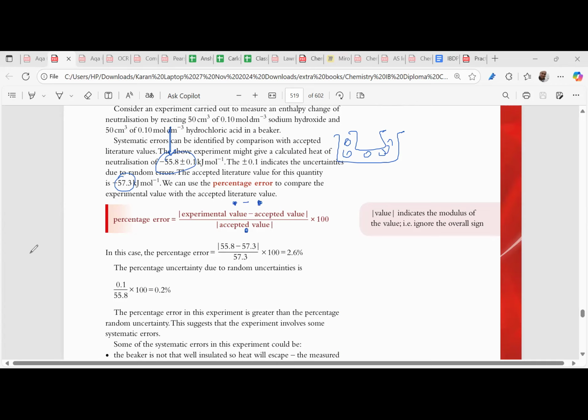Is it clear? Did you get my point here, right? Experimental value minus the accepted value, divided by the accepted value. Got it? So 55.5 is the experimental value. What is the literature value? You can take the literature value also. The literature value is 57.3, divided by 57.3, times 100. So percentage error indicates how much systematic error there is in the experiment. Do you get this point clearly?